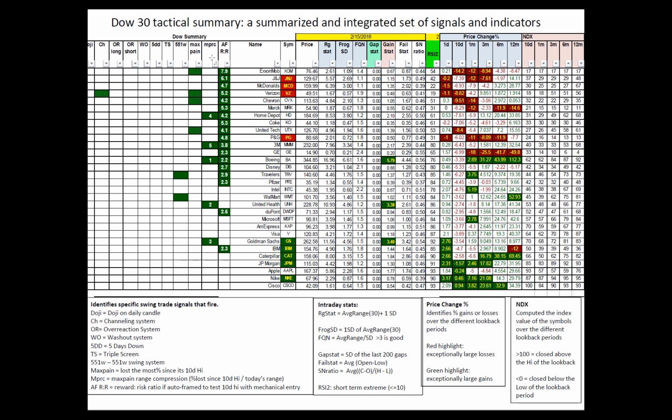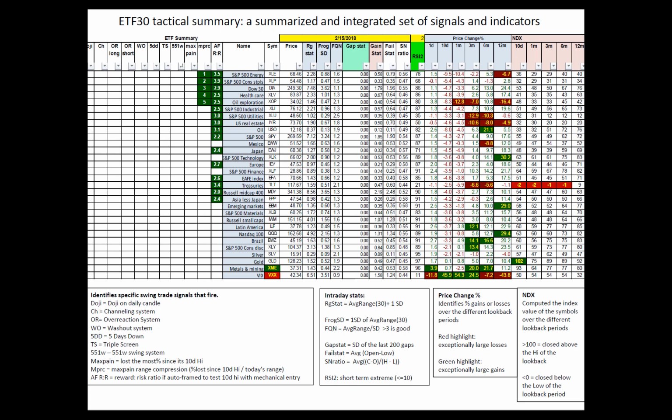Dow tactical, plenty to choose from in the auto framer. A couple 551Ws in Travelers and Walmart. Channeling here in Verizon. Big winners today: Goldman, IBM, Caterpillar, Morgan, and Nike. ETFs, no patterns, however, plenty of auto framers.